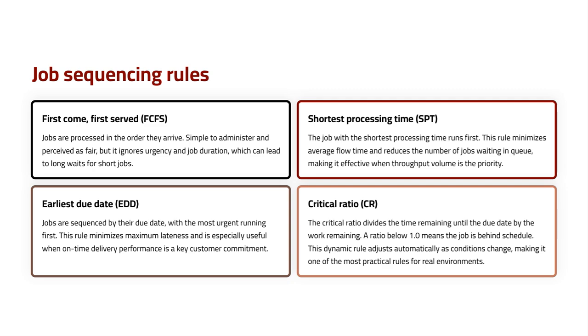Finally, the critical ratio rule divides the time remaining until a job's due date by the work left to do. A ratio below 1 means the job is behind schedule. This dynamic approach adjusts as conditions change, making it one of the most practical choices in real-world settings.